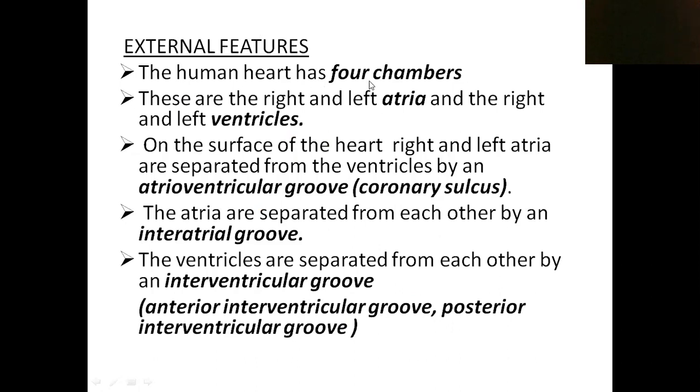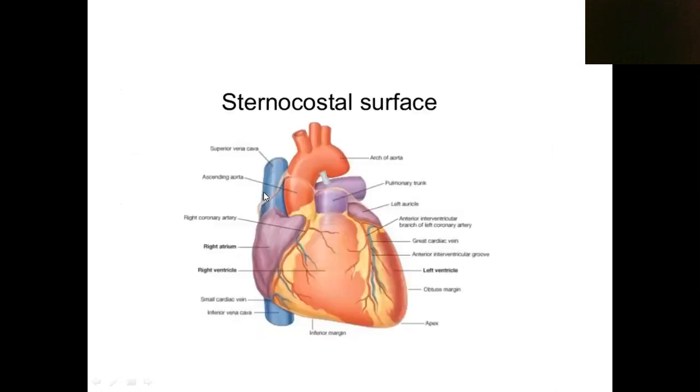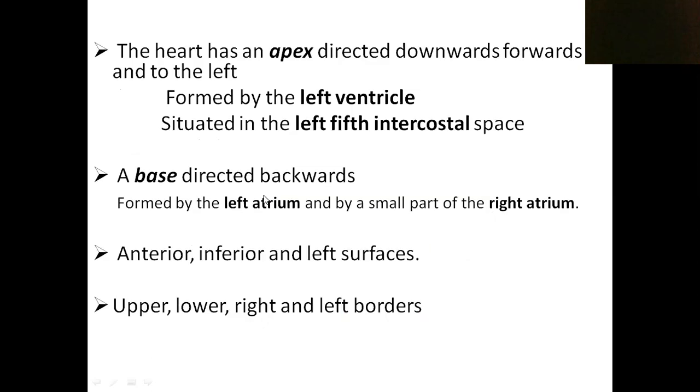The human heart has four chambers. What are the four chambers? Right and left atria and right and left ventricle. Now we are able to identify those points. Then on the outer surface, the atrium is separated from the ventricle by the atrioventricular sulcus. Then the atria are separated by the interatrial sulcus. Then the ventricles are separated by the interventricular sulcus. So the four chambers and their boundaries are clear.